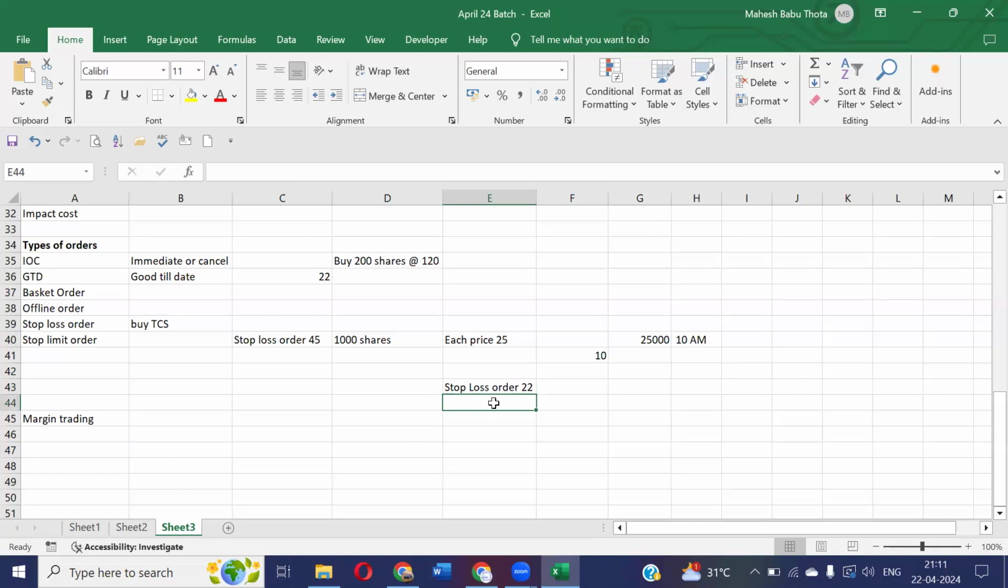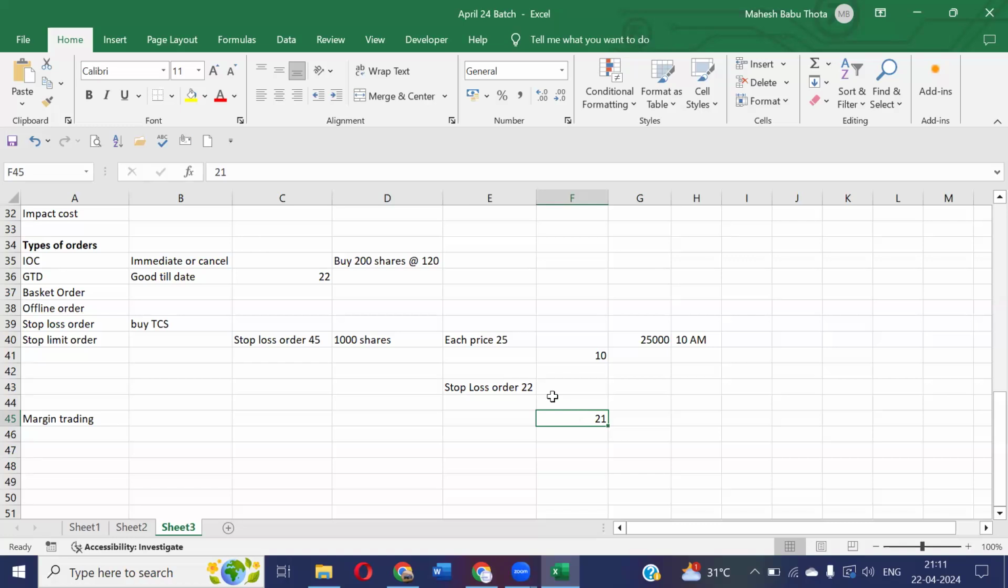Again, the security price went down to 21. It won't execute at 21. If the price is going above 21 rupees, at that price only the security will be sold. If it is dropping, like 22, 21, 20, it won't execute. Whatever the next trade available, more than that next trade should be available in the market. At that price only, the security will be sold. That is called a stop limit order.